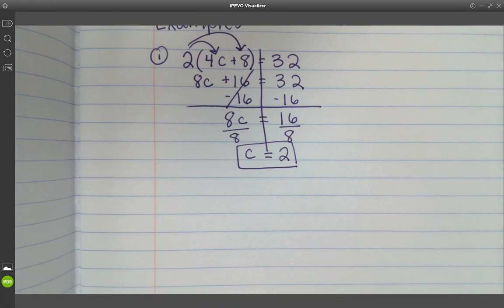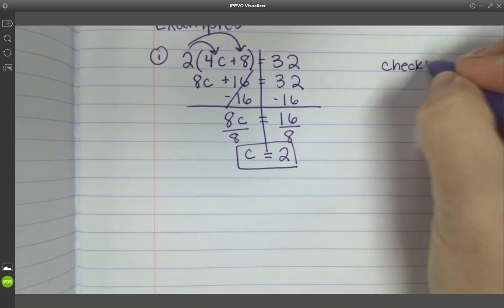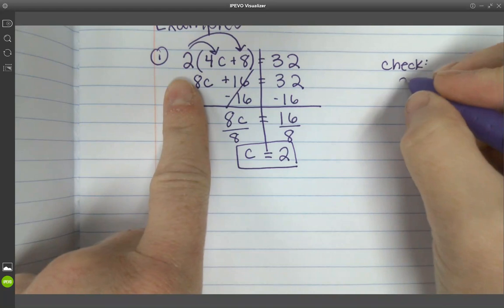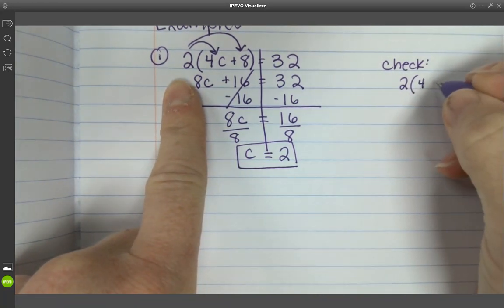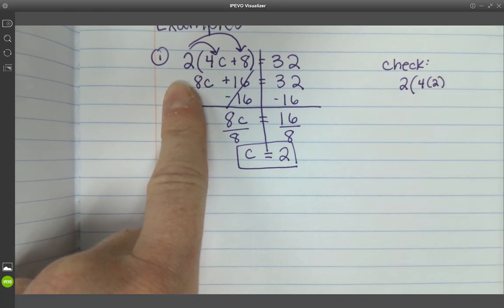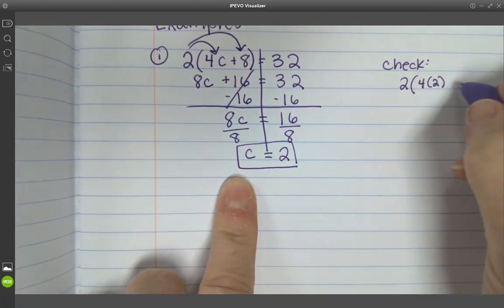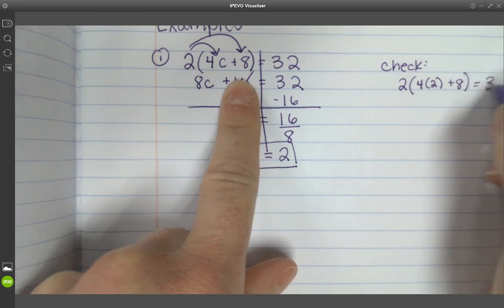Okay, but we do need to show checking our work. So I'm going to do it out to the right side. And I'm going to write the word check. And all I'm going to do is plug in the number. So 2 times parentheses 4, and then anytime you sub in a number, you want to put it in parentheses, 2. Times 2. So instead of writing c, I wrote times 2 because that was my c. Plus 8, close the parentheses, equals 32.